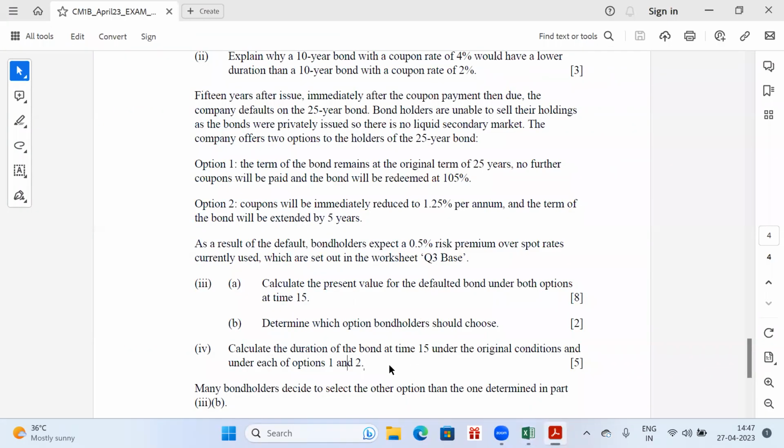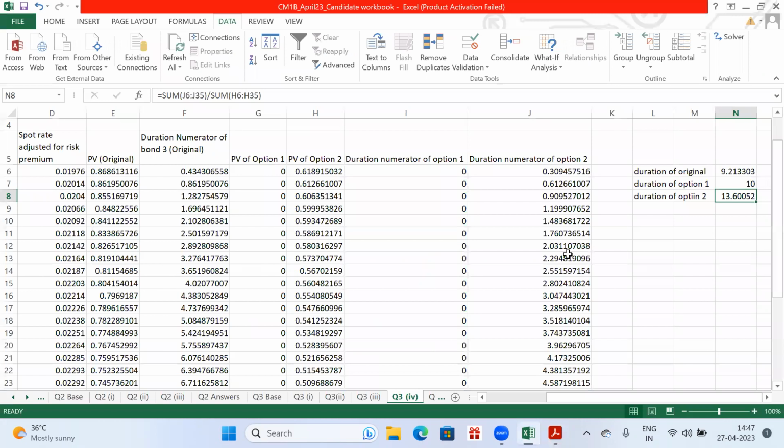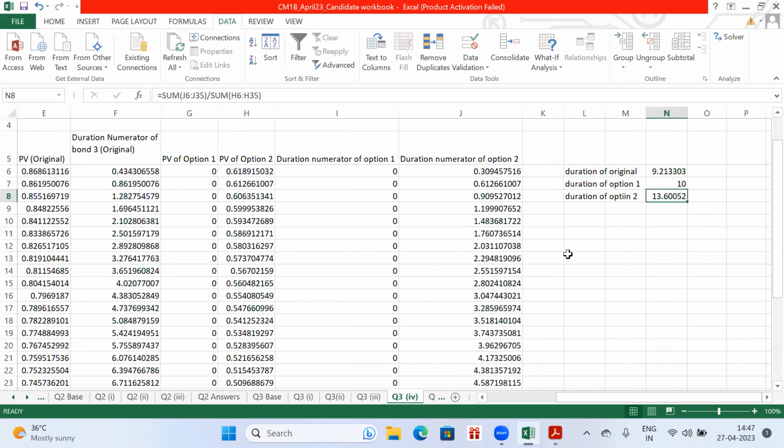Many bondholders decide to select the other option than the one determined in part 3B. Suggest what other considerations they might have. So maybe in part 3B, we decided that people should go for option 2, but since the duration of option 1 is lesser, people might choose option 1, or people might just stay at the original because they are risk averse and do not want anything else to happen in the future, and might want the bonds to end early. Again, comments can be made based on personal judgment.